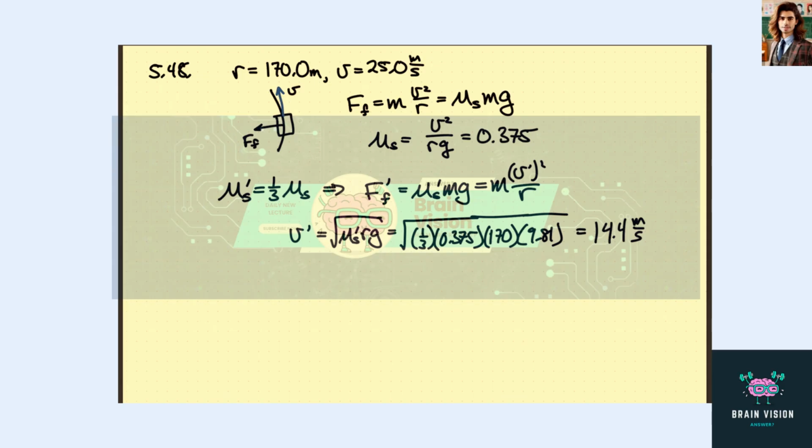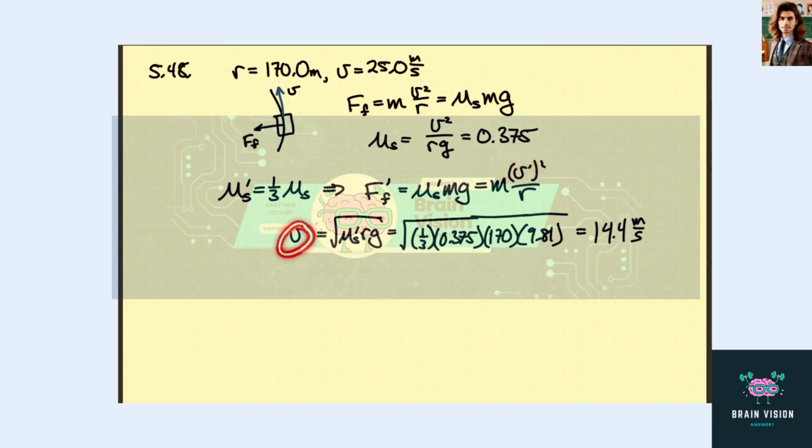Now they say, okay, let's say that the coefficient of friction is 1/3 of this amount, and they ask us, how fast can the car be going to not slide? So same problem basically, but now we have a new friction force, which is caused by a new coefficient of friction, and we have a new velocity.